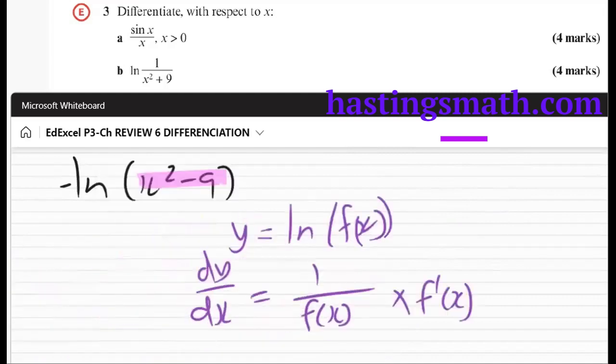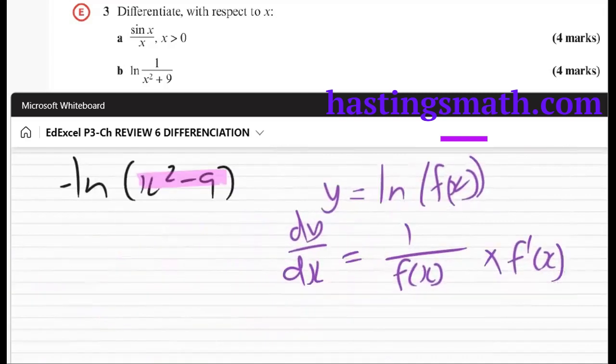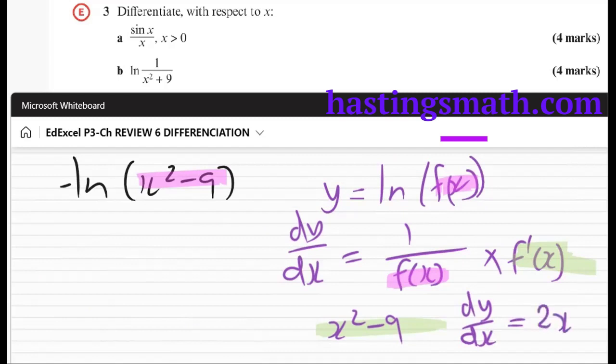So this is what we're going to apply. Our f of x is this pink thing, and then f dash of x would be the first derivative of x squared minus 9. The first derivative would be 2x, and obviously the 9 just becomes 0. So it's 2x.